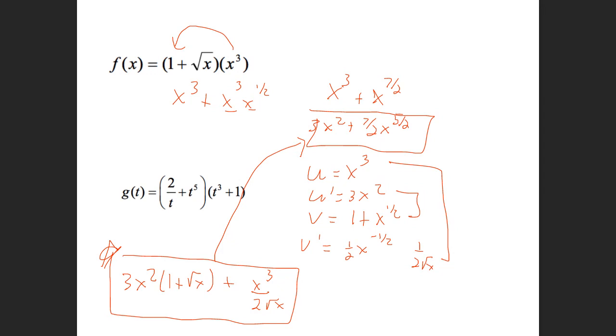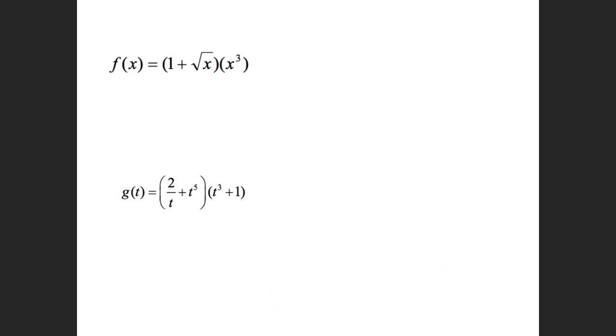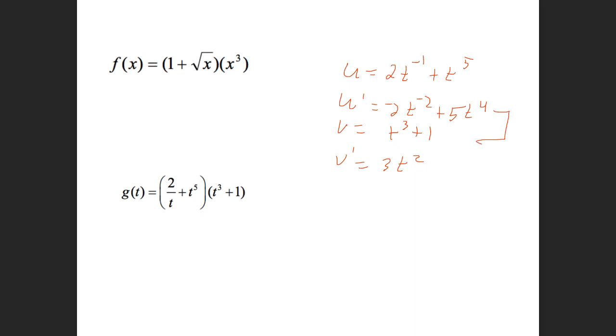This problem, I wouldn't multiply through either. A lot of students say, oh, I'll just multiply through and use the power rule. No, that's probably not the way I'd do it. I would just go u is equal to 2t to the -1 plus t to the 5th. U prime is equal to -2t to the -2nd plus 5t to the 4th. V is equal to t to the 3rd plus 1. V prime is equal to 3t squared. And as soon as you start realizing how quick this is, the product rule is not that bad.